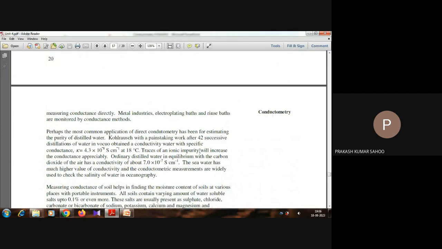This can be used for estimation of the purity of distilled water. That equation is known as Kohlrausch's law: at infinite dilution, the total conductance offered by the respective ions will be the sum of the conductance offered by the positive and negative ions. That is, lambda infinity equals lambda plus infinity plus lambda minus infinity. This is Kohlrausch's law.